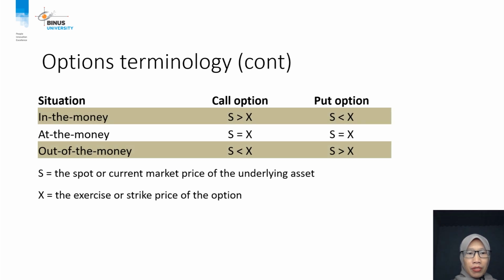For options, we have three situations. First, in the money, where spot price is greater than the exercise price for call options, and spot price is less than the exercise price for put options. And this situation is a profit situation. And we have at the money, where spot price is equal to X for call and put options. And the last one, out of the money, where spot price is less than exercise price for call options and spot price is greater than exercise price for put options. So this is the loss situation.